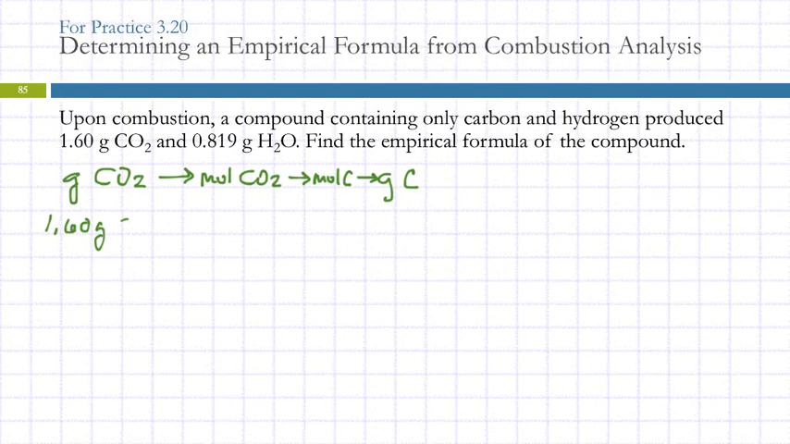1.60 grams of CO2. 3 arrows, 3 factors. Grams of CO2 to moles of CO2 to moles of carbon to grams of carbon. Then we put the units in there so they'll cancel out.